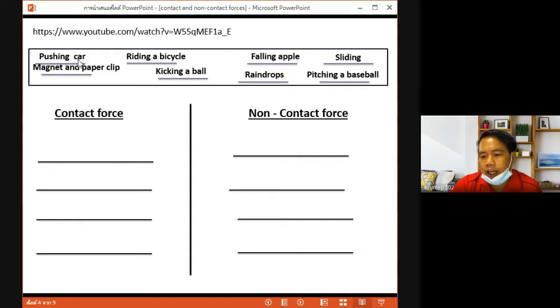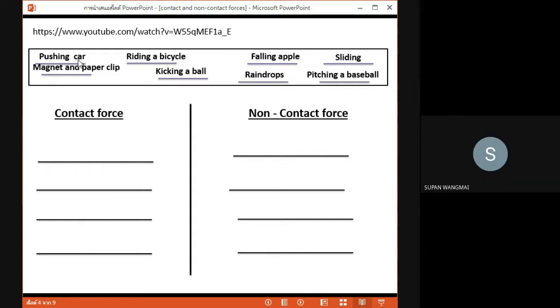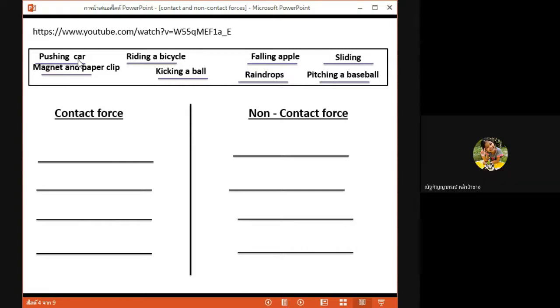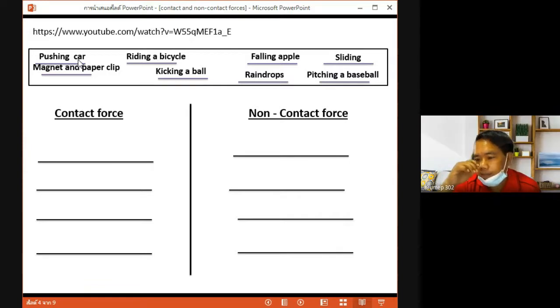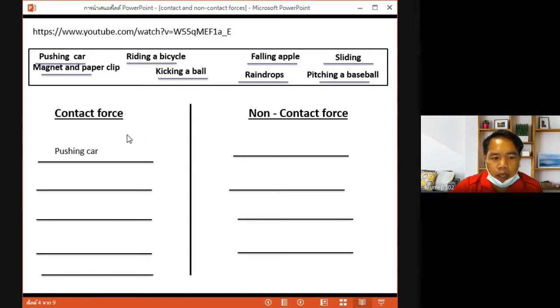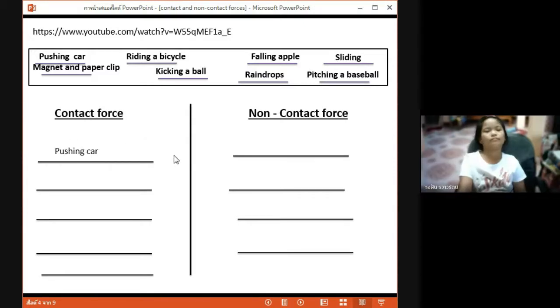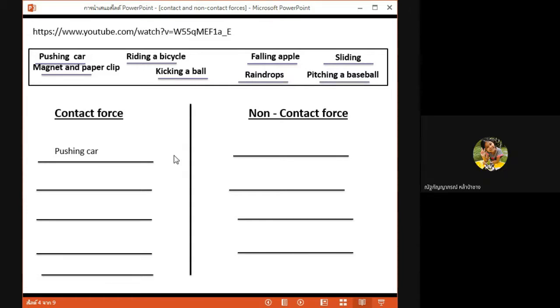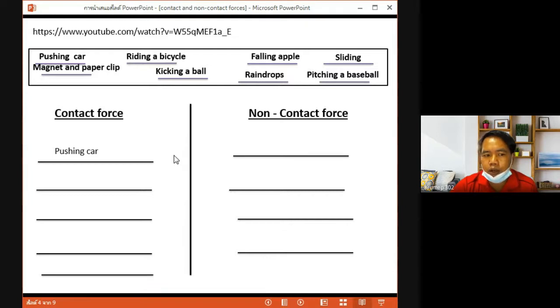What is pushing car? Contact force. Tell me first your name. Who is that? Chorfa. Okay. Chorfa says contact force. Let's see if it is correct. Okay, so it is contact force. 5 points for Chorfa. Chorfa, don't answer anymore. Understand? Yes. Okay, I will let the others answer also.